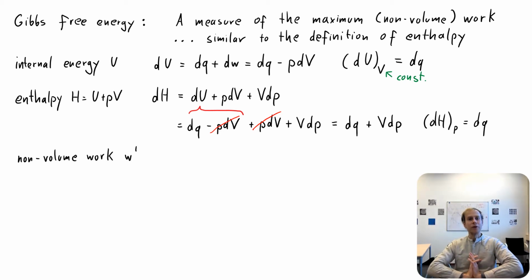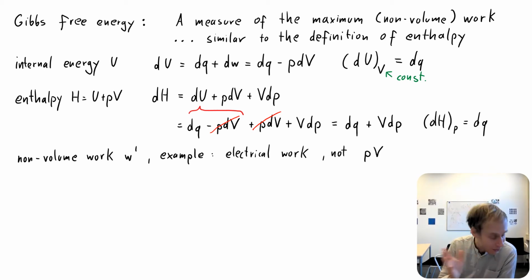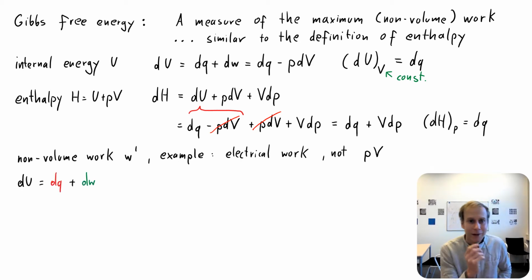So let's talk about non-volume work, which I abbreviate now as W prime. An example for non-volume work is electrical work. It's all types of work that do not involve PV. They are designated as non-volume work. Okay? So the first law of thermodynamics, as we have already seen, says that dU, the internal energy, changes by heat addition plus work change. And this work change we now express both with volume work and non-volume work.